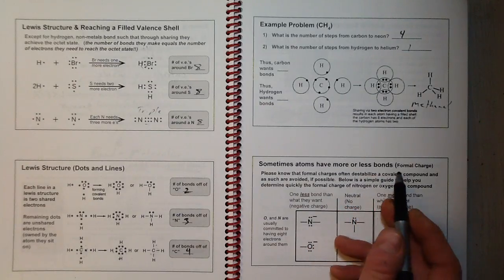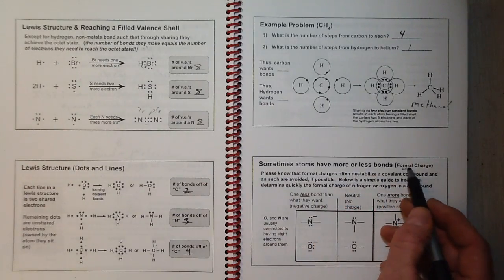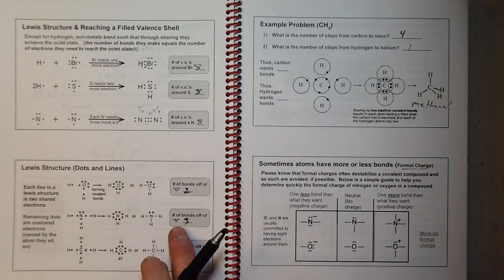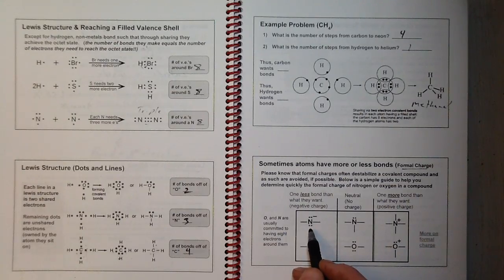Sometimes atoms have more or less bonds than what they really want. So that's going to give them a formal charge. For example, nitrogen likes to have 3 bonds off of it. Here we only see 2: 1 bonding pair and another bonding pair to, let's say, hydrogens. If that's the case, it's always going to have a negative charge if it has 1 less bond than what they really want. So oxygen likes to have 2. If it has 1 less bond, it's going to be negative. Of course, if it has the bonds they like, 3 and 2, it's neutral.